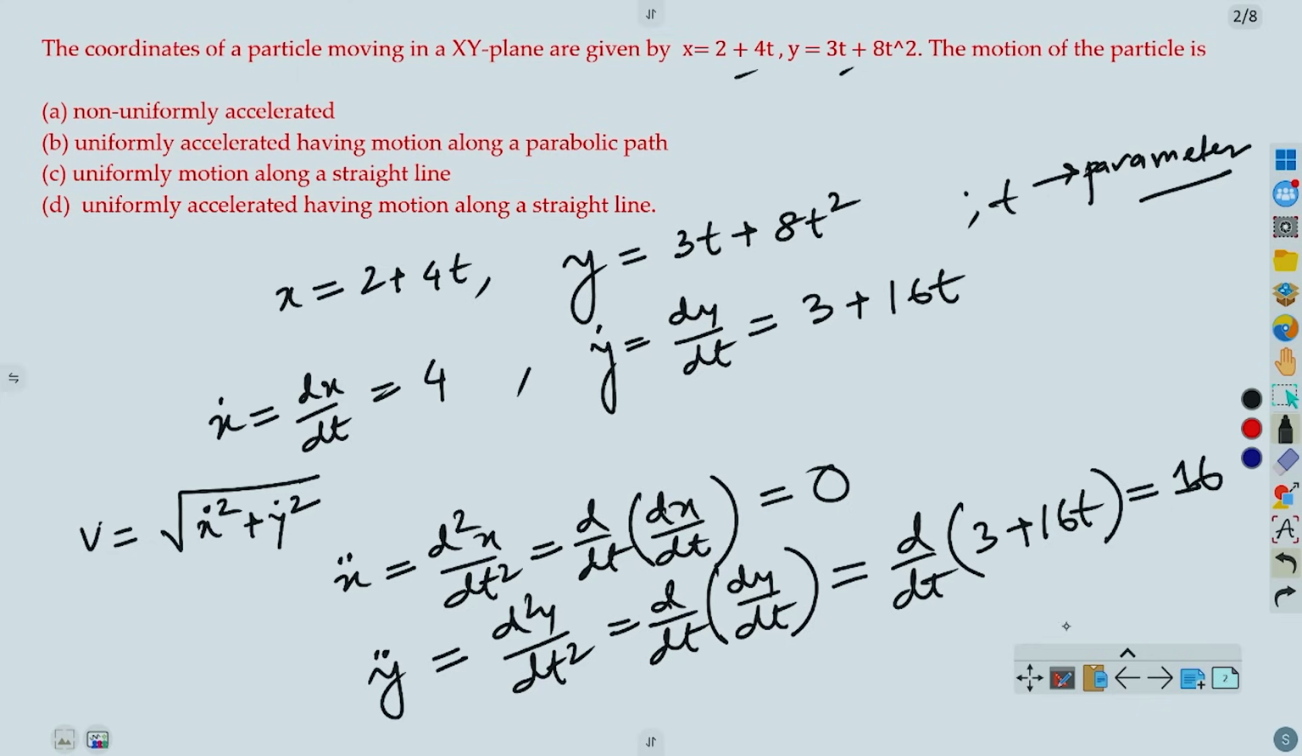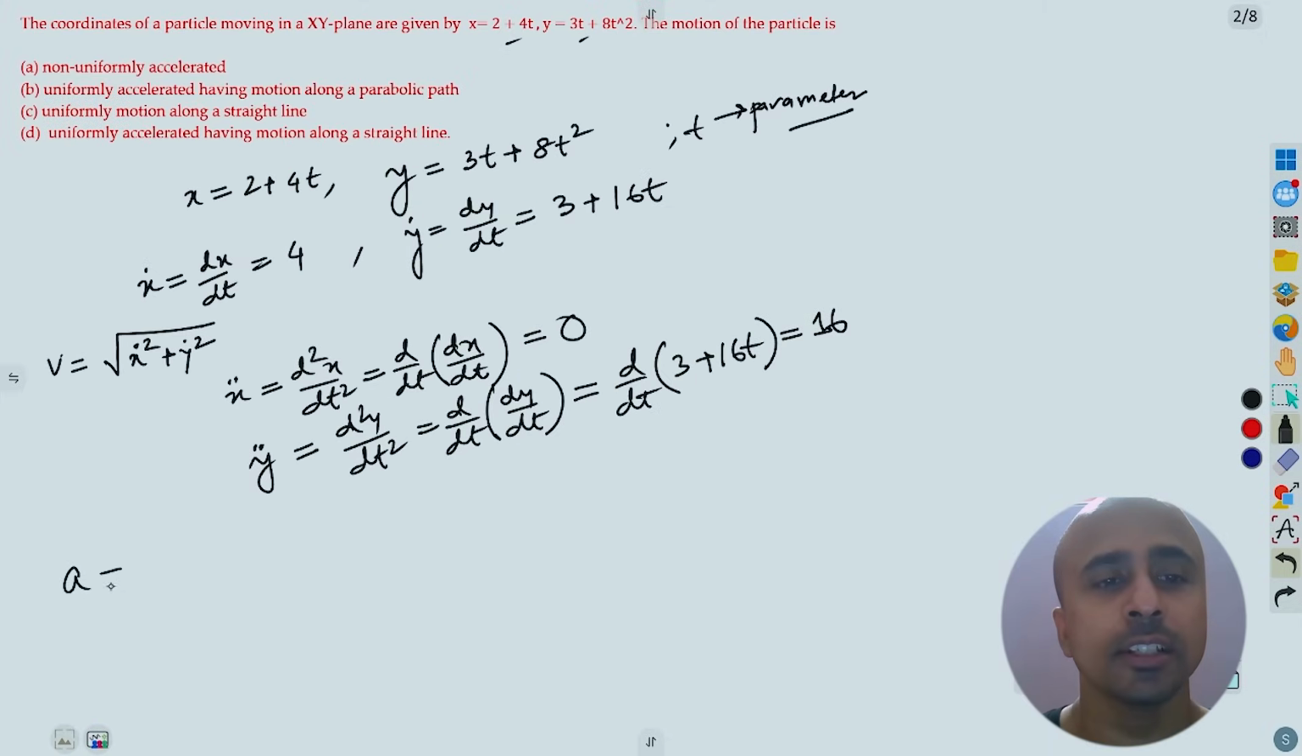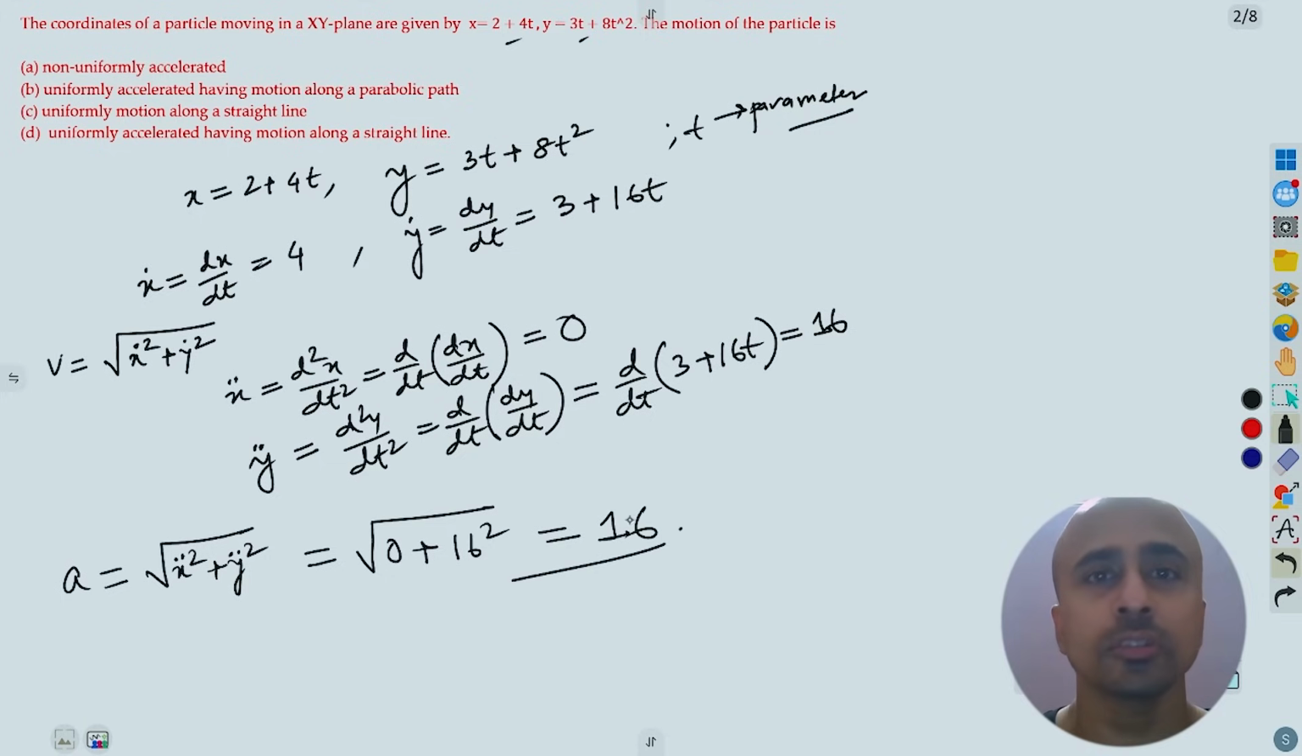Okay. So we have x double dot, that is acceleration along x direction, is 0, but acceleration along y direction is 16, which is constant. According to the formula, our acceleration is the square root of x double dot square plus y double dot square. This is 0 plus 16 square, equals 16. So acceleration is constant. Okay, so it is uniform acceleration. It is not non-uniform acceleration.